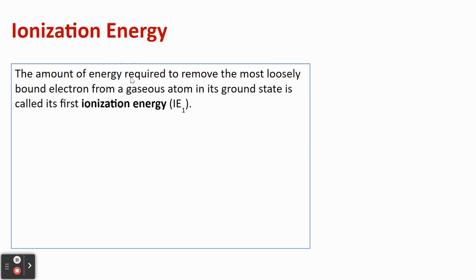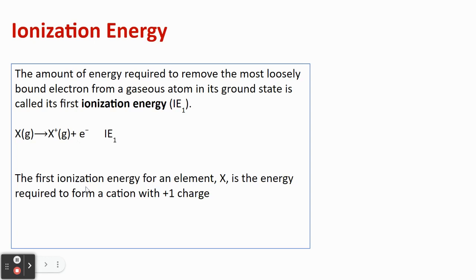Next, we want to talk about ionization energy. Essentially, ionization energy is the amount of energy that's required to remove an electron from a gaseous atom or ion. Our first ionization energy is the energy required to remove an electron from an atom. So we've got our atom here. There's an attractive force between the positive nucleus and the electrons. So in order to remove an electron, we're going to have to add energy in. That's our ionization energy. The first ionization energy for an element is the energy required to form a cation with a +1 charge.